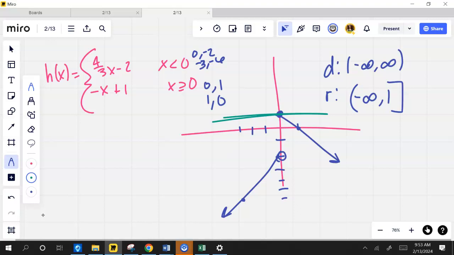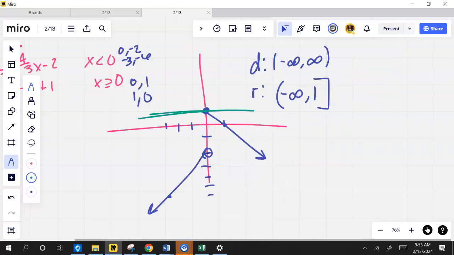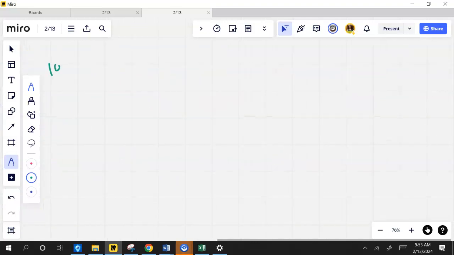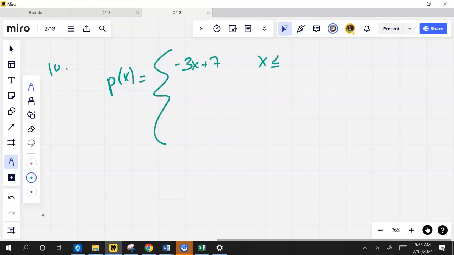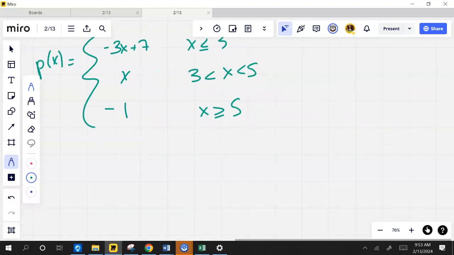Which other one? Oh, Rich. Okay. A little bit. We're doing equations and inequalities of absolute values. X between 3 and 5 and negative 1 when x is 5.